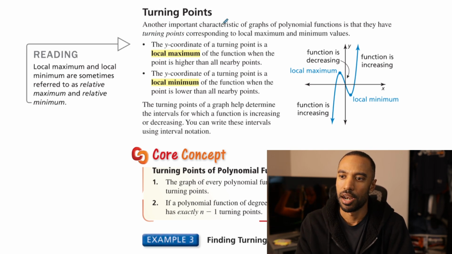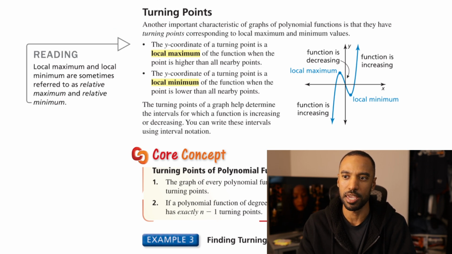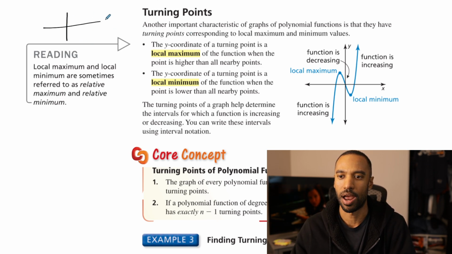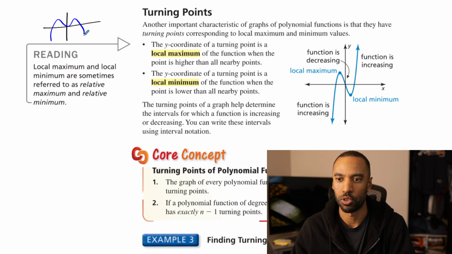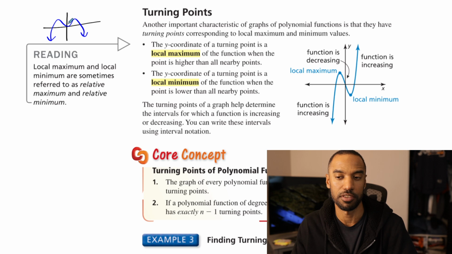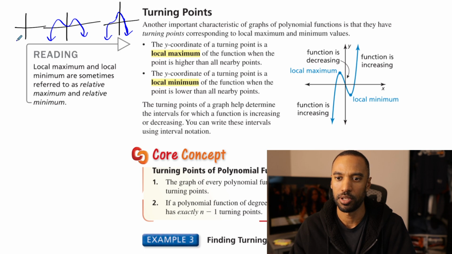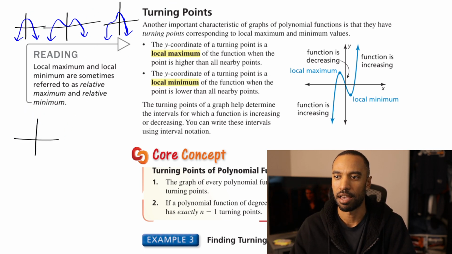Turning points. Another important characteristic of graphs of polynomial functions is that they have turning points. Now, you'll see me all the time say something like, a graph that starts down and finishes down might look like this. I don't know exactly if it's going to look like that. And that's true. It may have turning points like that. It may end up just doing something like this. It may do something straight up, just look more like a parabola, just like this. Or the heights might vary and it might have something like this.